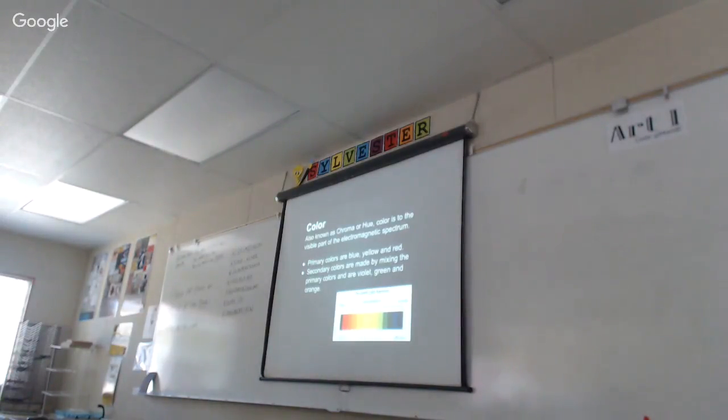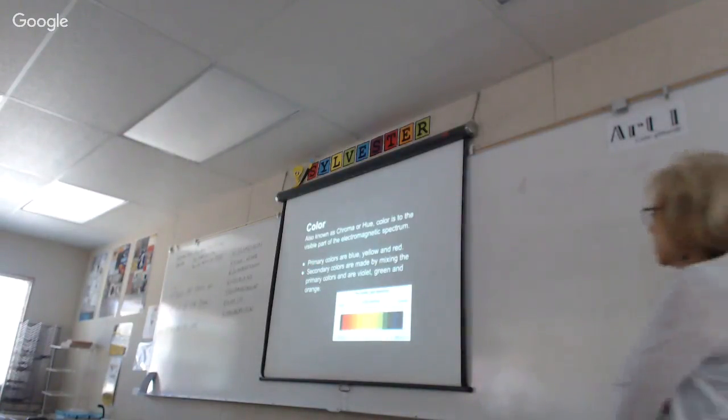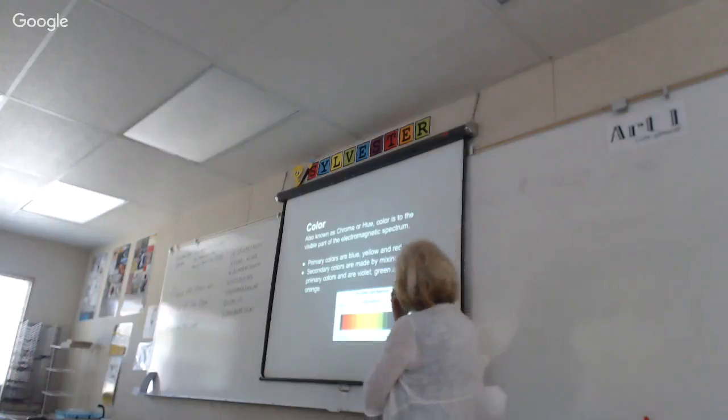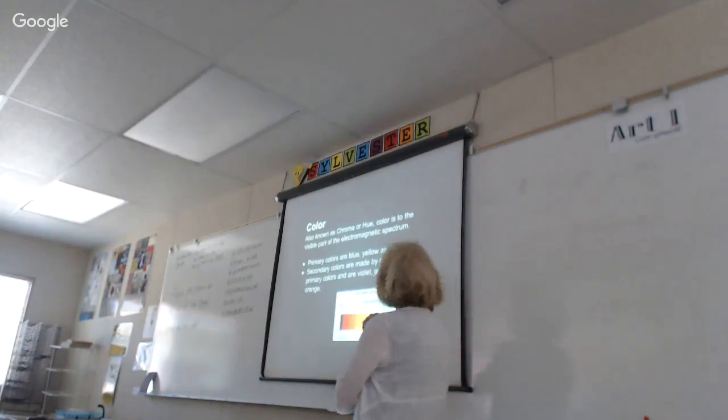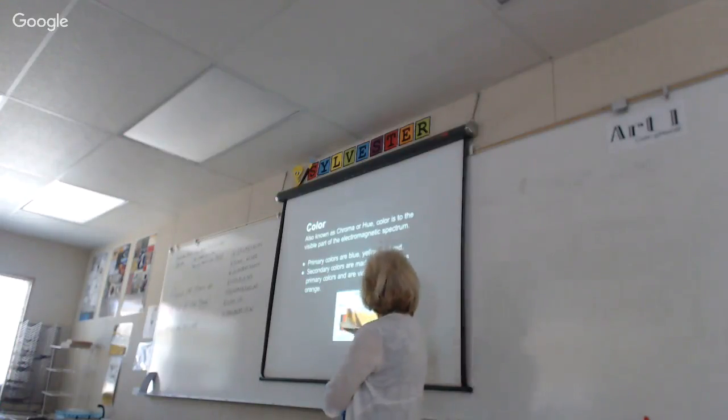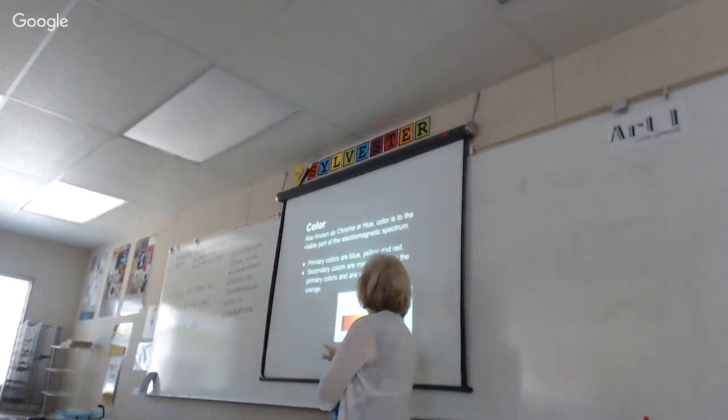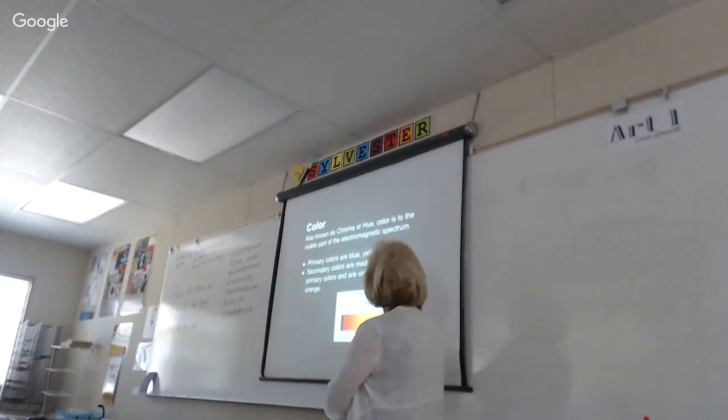Claire: Also known as chroma or hue, color is the visible part of the electromagnetic spectrum. Primary colors are blue, yellow, and red. Secondary colors are made by mixing the primary colors and are violet, green, and orange. All right, so this is physics coming in and helping us with the visible spectrum. Beyond it is infrared on one end and ultraviolet on the other.